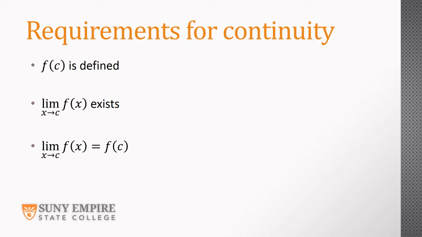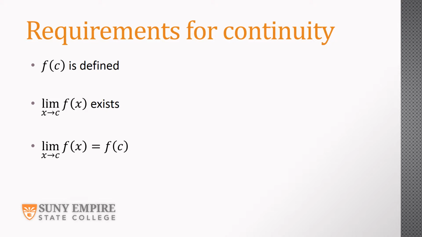First, the function has to be defined at C. This means there are no holes in the graph. Next, the limit as x approaches C for f of x must exist. The graph must approach the same real value from both the positive and negative directions. This means that there are no jumps or other gaps in the graph. Finally, the limit as x approaches C for f of x must equal f of C. Again, we cannot have any jumps in the graph.